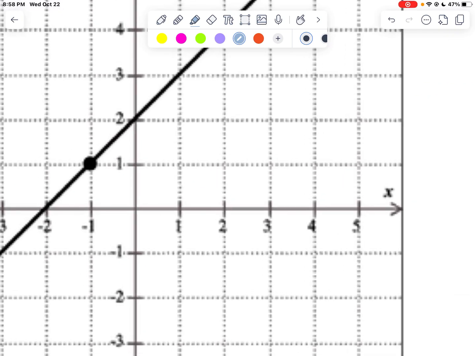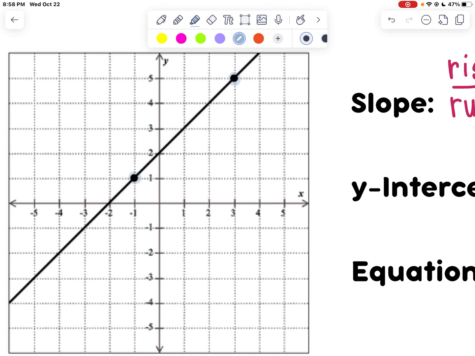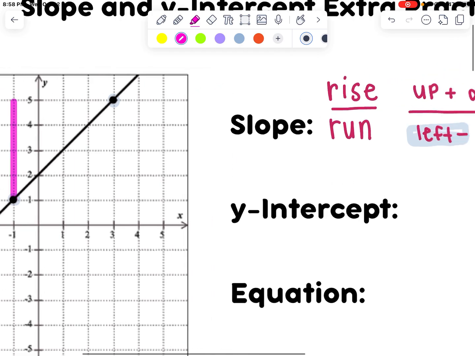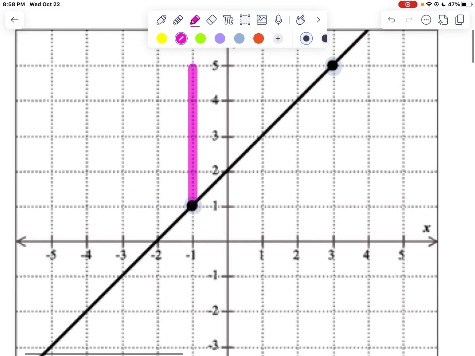I'm starting at this point right here. Then I'm going to go to this point. So I need to figure out, starting here, do I need to go up or down to get to my next point? I need to go up, and I'm going to count these spaces. I went up 1, 2, 3, 4 spots. Since I went up, it is positive, so I went up 4, a positive 4.